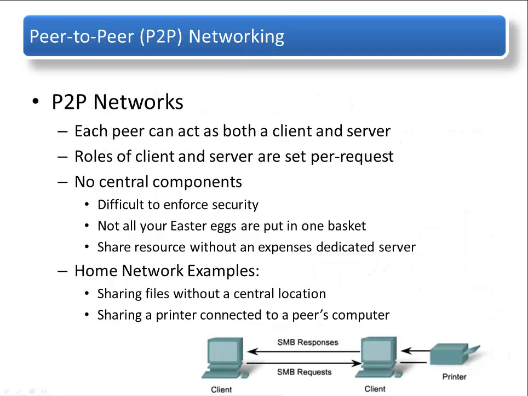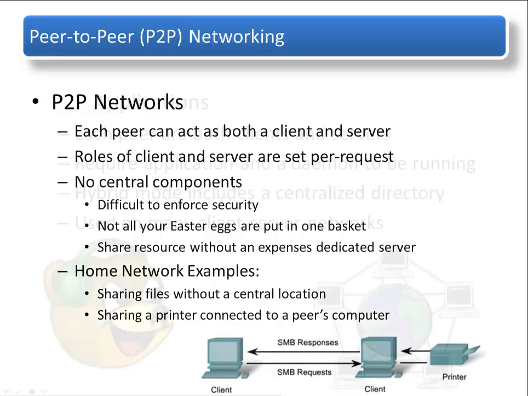A peer-to-peer network can be considered as being an uncommitted client-server network. Resources on a peer-to-peer network are not stored in a central location. Rather, they are stored on each peer and are shared without a dedicated server. Any peer that responds to a file sharing request is functioning as a server, and the client would be the peer asking for the resource.